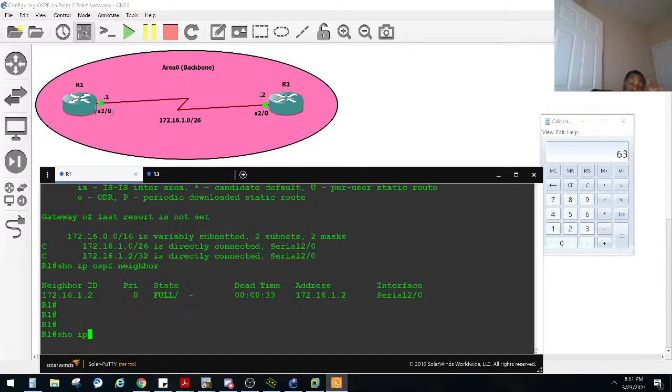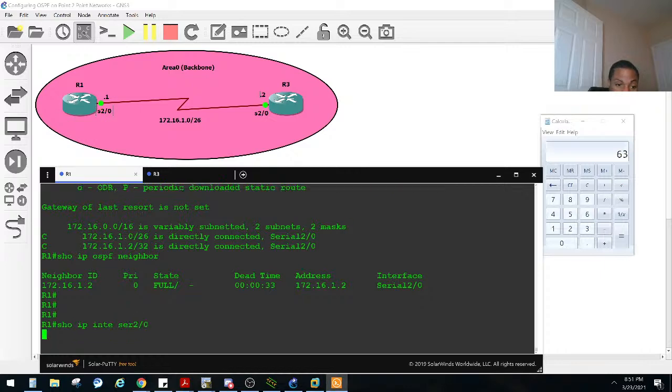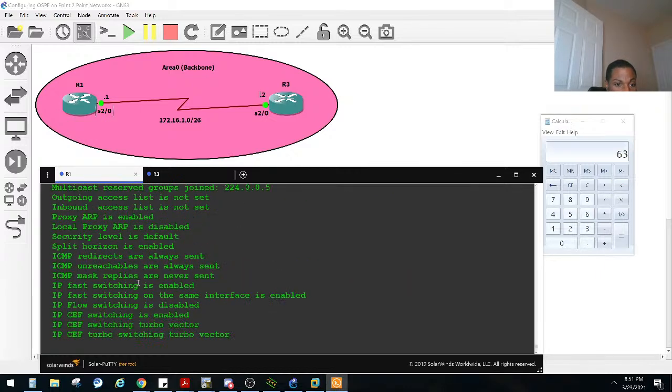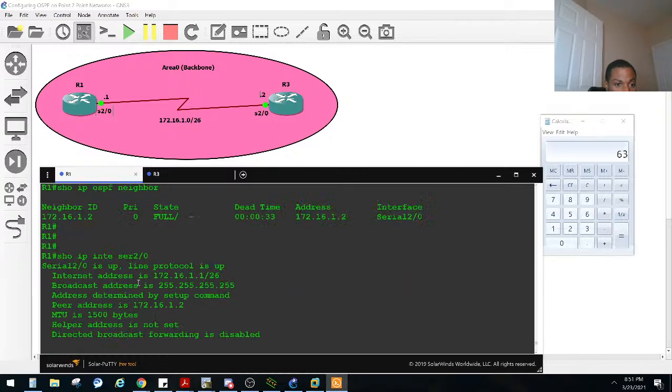The dead timer is 4 times your hello. So 10 times 4 is 40. That's why he says the dead interval is 40. Shout out to Paul for that. So show IP, what I wanted to see. They said they wanted to see the default network type, which I believe if we just do show IP interface serial 2/0, the default network type. They wanted to see if it's point to point.